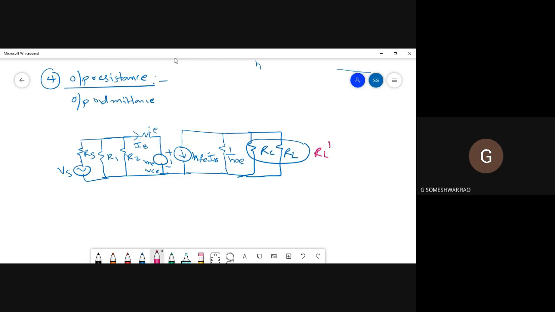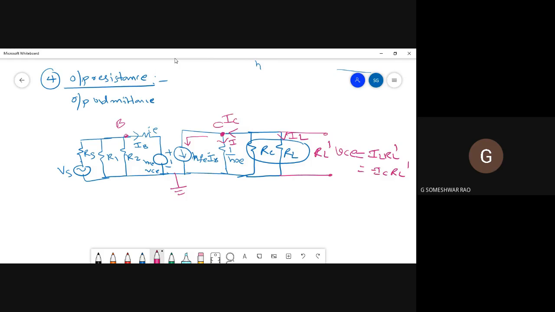So HFE into IB, 1 by HOE. What is the current which is flowing through this? I can say that this is IC. At this junction, this current will be flowing something like this, and this current you can say is I. Now what is the current which is flowing through this one? It is IL. Now across this terminal we are going to calculate VCE, and strictly speaking, if you observe, the emitter is grounded, this one is the base and this one is the collector. Yes or no? So what is VCE here? VCE is nothing but IL into RL dash, where IL is nothing but minus IC into RL dash.